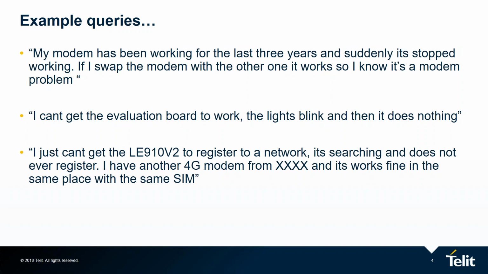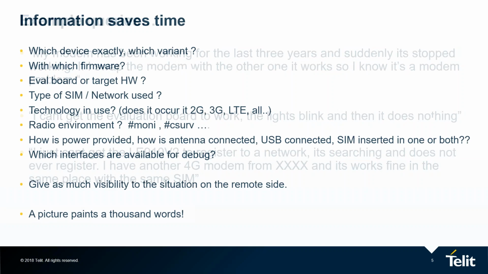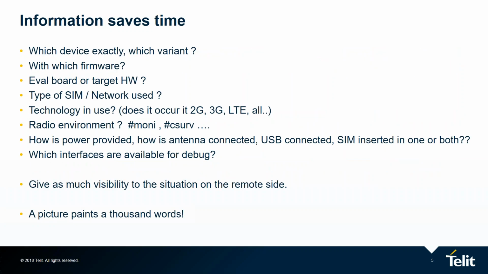And again, with the last inquiry, you can see we need to define a lot of things. Which network are we talking about? 4G in this case, it's searching. In fact, registration problems are also arising more with LTE modems, and we'll have a slide for that later. So where does this take us? Information, and the more quality information we can have in the beginning, the more time this is going to save us.